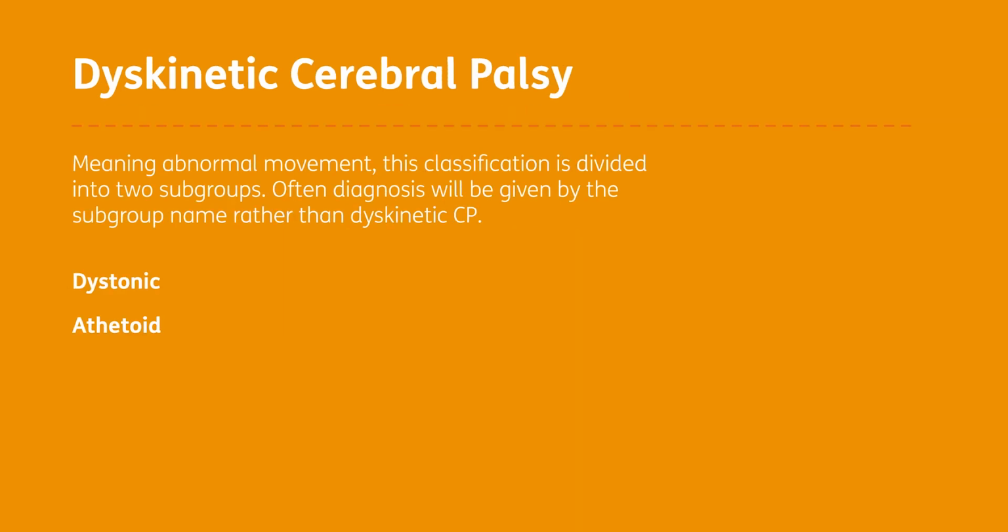Next, we have dyskinetic cerebral palsy, which literally means abnormal movement, so dyskinesia. It's divided into two further groups, and that's often how the diagnosis is given. So it will be given as either dystonic or athetoid rather than dyskinetic. But again, that depends on your consultant. And in truth, it doesn't really matter, because they're all treated in very similar ways medically.